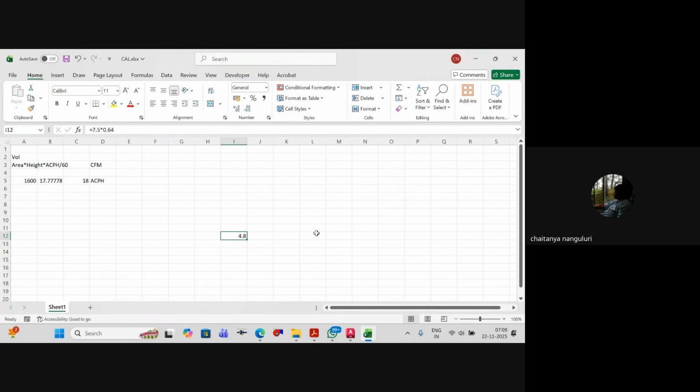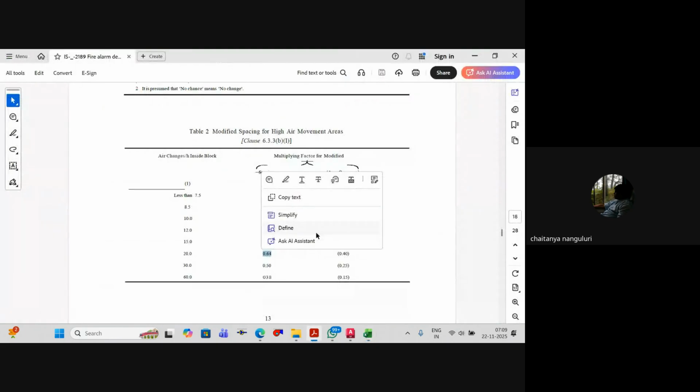But I would bet almost 90% of the consultants, no one will do this exercise. Directly 7.5, that's it. But it's a wrong way of approach anyway. In the NFPA, they are clearly specific about it. Understood?